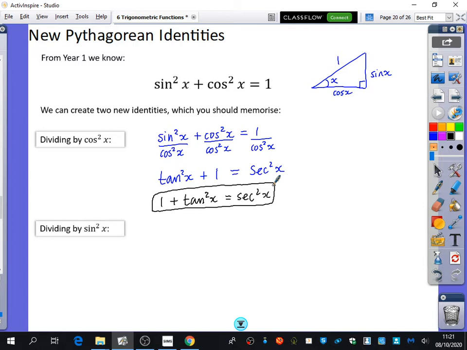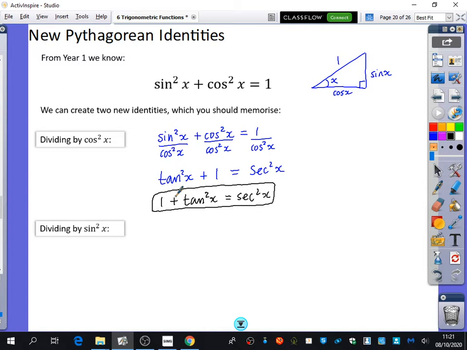You will learn later on that there is another relationship where you will see tan and sec popping up, and it's to do with differentiation and integration. Tan and sec have a differentiation and integration relationship as well. So it's nice that they kind of appear in this identity as well. You get 1 plus tan squared equals sec squared, okay?